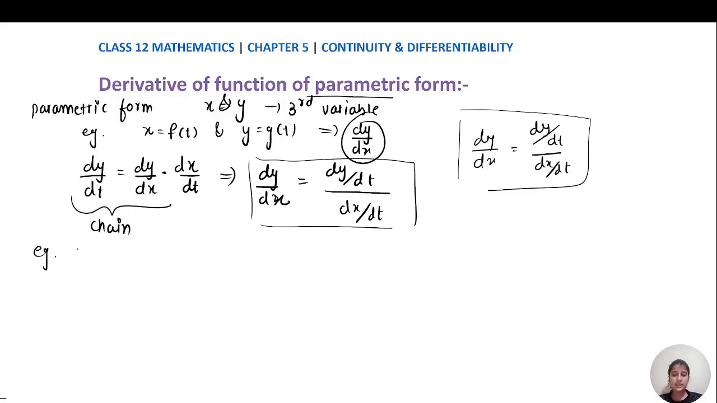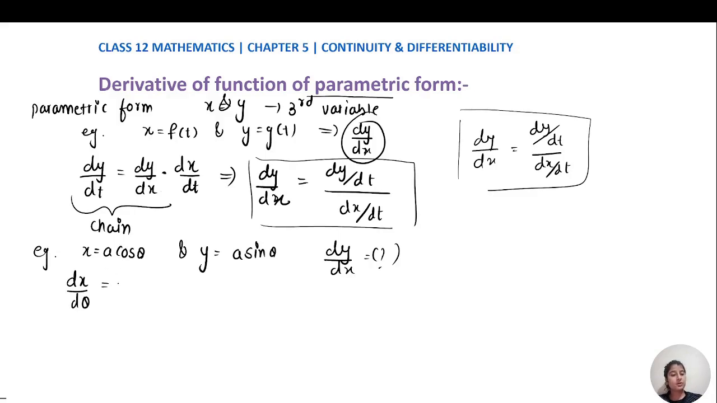Take an example. Suppose your x is a cos theta and your y is a sin theta. Now you have to find your dy by dx. How can you find it? As you can see, x is completely in terms of theta, y is completely in terms of theta, so they are in their parametric form. Then we can easily find dx by d theta, because we know the derivative of cos is minus sine, so that is minus a sin theta. Then our dy by d theta will be a cos theta.